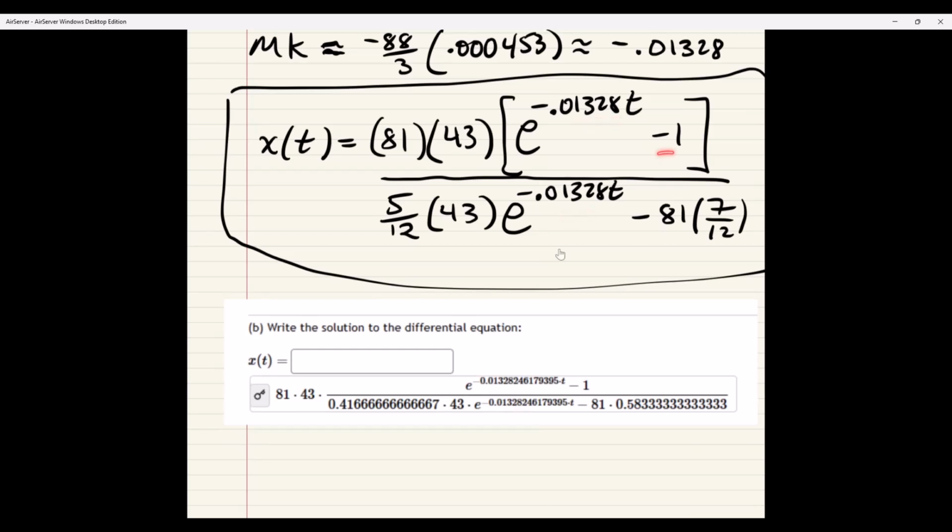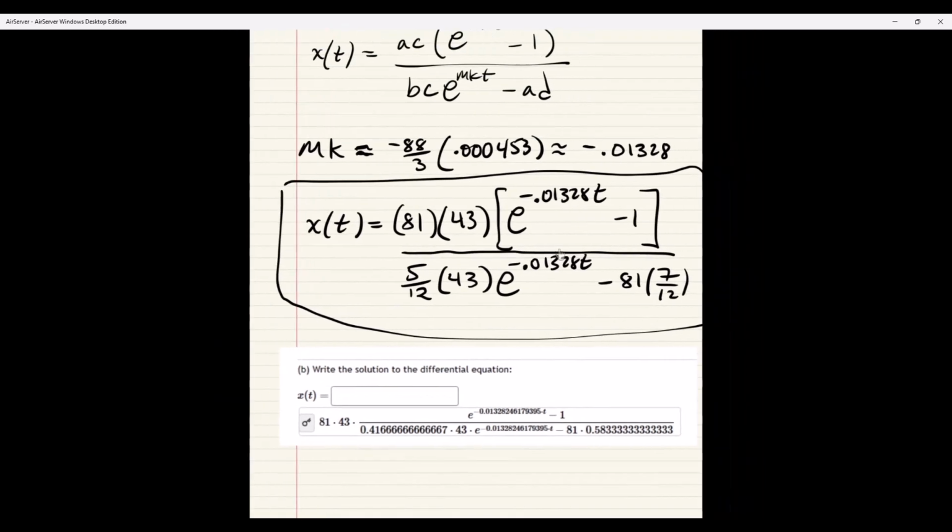It's just minus 1 on top, but then minus what happened to be the a value times the d value, which is that guy. So yep, that's good. This was correct. And that gets us part B, but the last two parts are pretty quick.